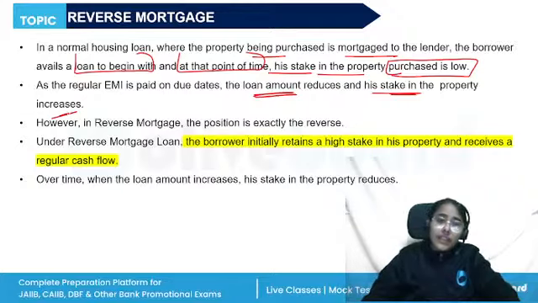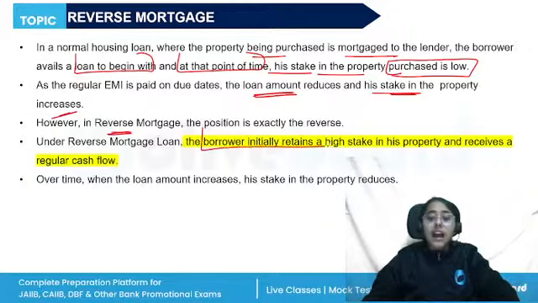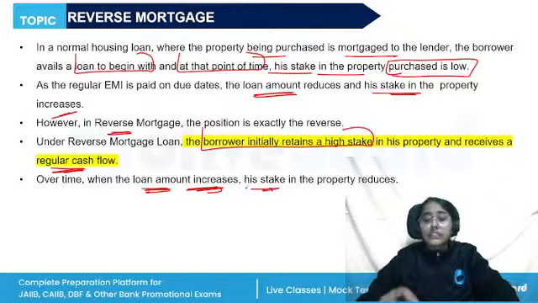However, the reverse mortgage situation is completely the opposite. It is exactly the reverse. Here, under the reverse mortgage, the borrower initially retains a high stake in his property and receives a regular cash flow. Over time, when the loan amount increases, his stake in the property reduces. So it is completely opposite of the general mortgage, right? So this is the difference between them.